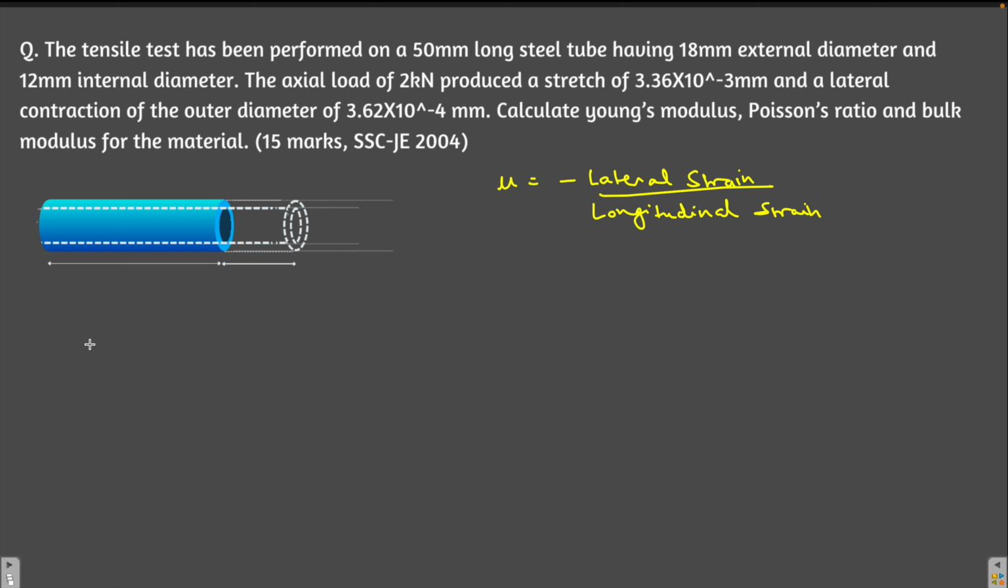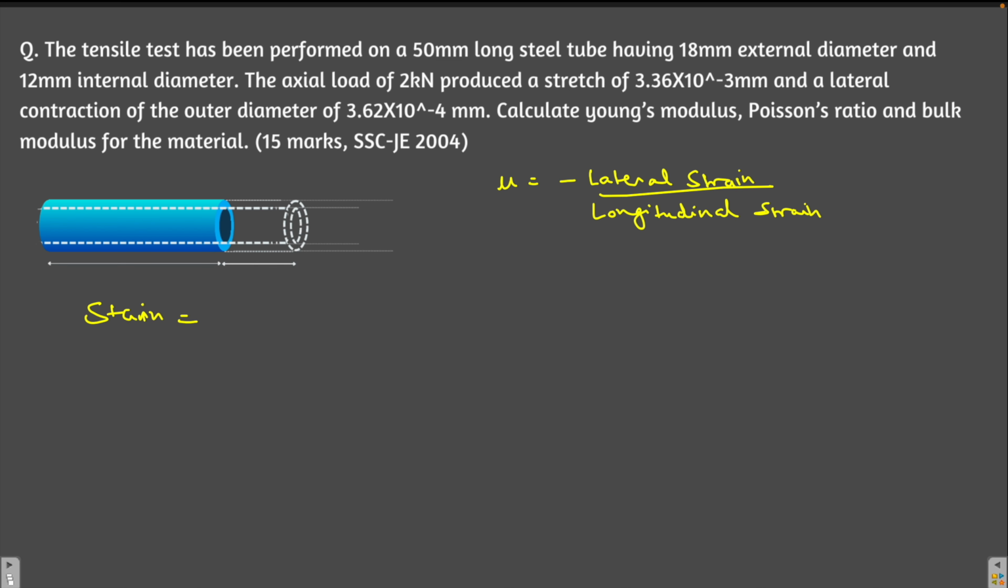Now what is strain first? Strain is change in length to the original length. Now what is lateral strain? Lateral strain is change in length in the lateral direction. So if this is the longitudinal direction, this direction is the lateral direction. So change in length to the original length in the lateral direction is called the lateral strain.